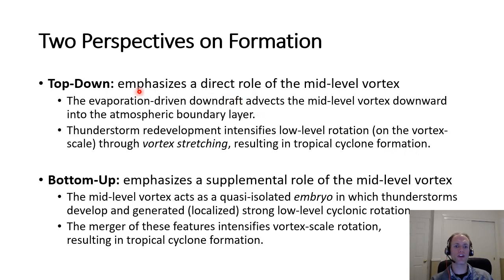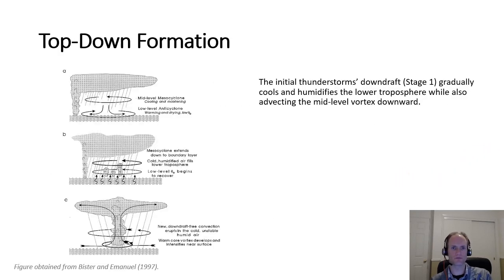We could also phrase these roles as being sort of a passive role for thunderstorms in the top down and a very active role for thunderstorms in the bottom up. Whereas we're looking at a more active role for the mid-level vortex in the top down and a supplemental role in the bottom up. So let's dive in and discuss a little bit more about each.